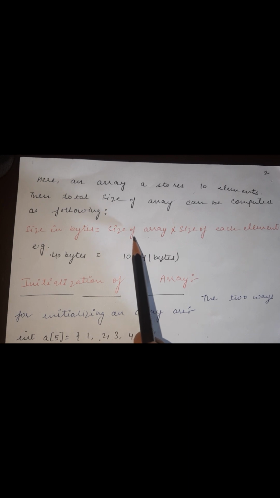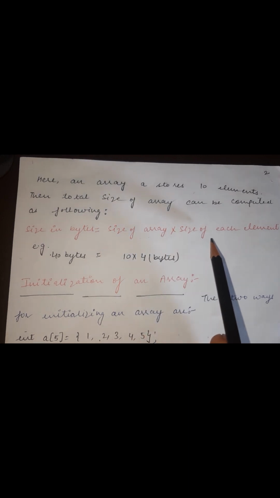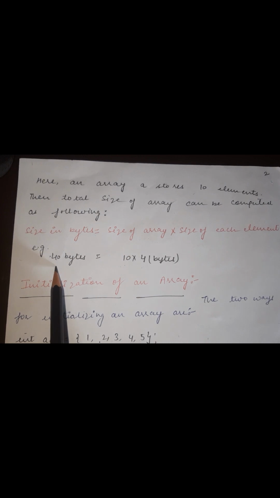So in the next part, we discuss how we calculate the size of an array. The thing is how much memory is allocated to an array by the compiler. So there is one formula for calculating the memory of an array. The formula is size of the array, means number of elements in the array, multiplied by size of each element, means size of each data type. So here 10 is the number of elements and size of int is 4 bytes. So 10 into 4, it becomes 40 bytes.